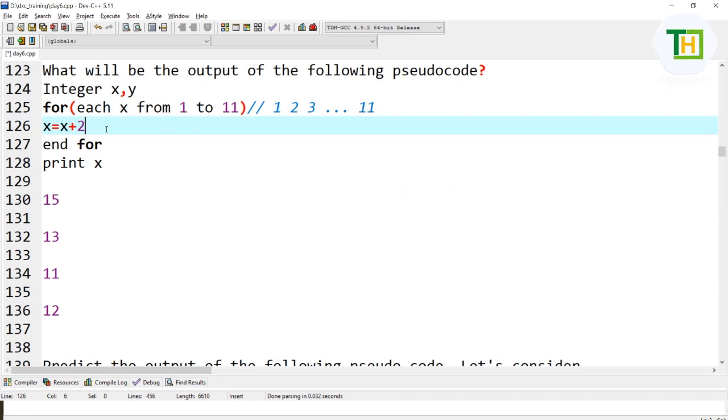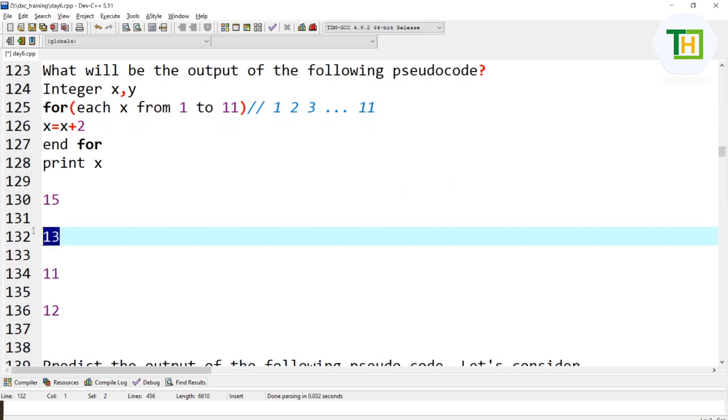And finally, the x value is 11. 11 plus 2 is going to be 13, right? 11 plus 2 is equal to 13. And the answer is going to be 13 here.